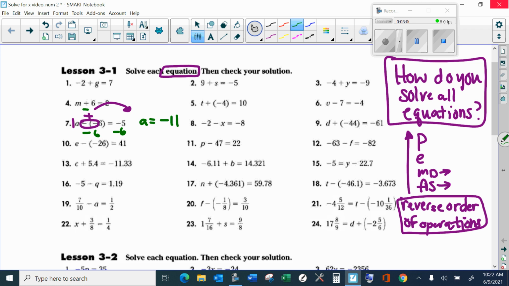Remember, integers, they're the same sign. You add them and keep the same sign. So 5 plus 6 is 11. Same sign is negative. Okay, if I want to check that, I could check that in my head. I have negative 11 plus 6 is negative 5, correct.